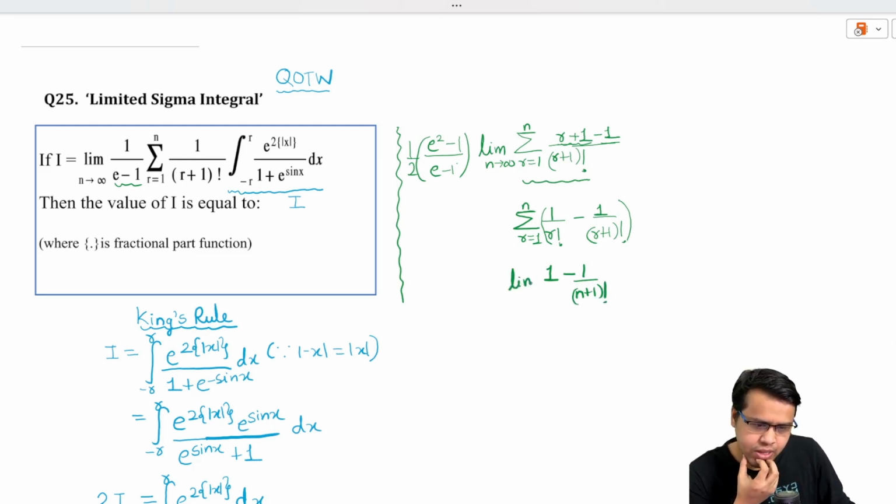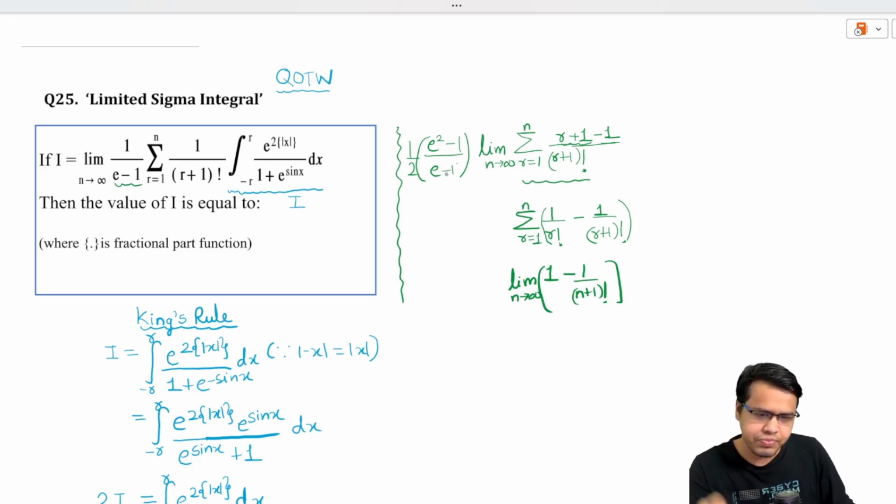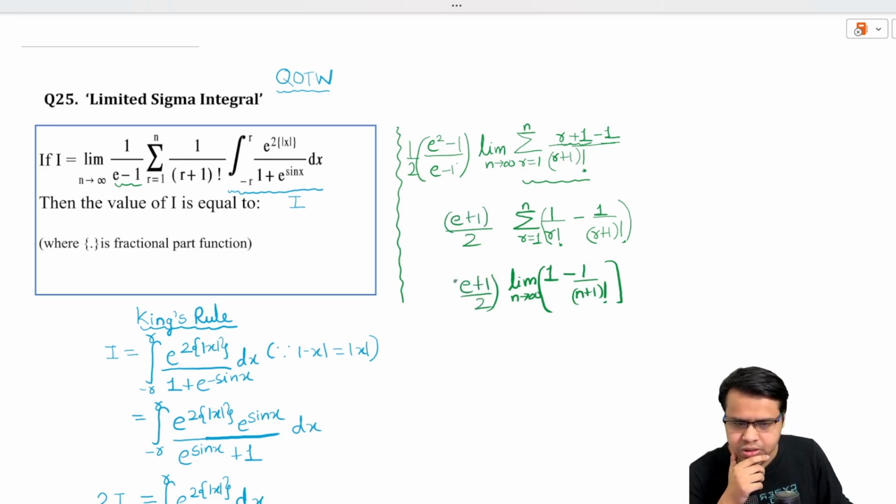You can calculate it yourself. You can do this so that you can understand it better, or if you already understood it, that's great. So sigma is evaluated, we are left with the first term and last term, and this is (e minus 1) by (e squared minus 1). Rewrite here, this is (e minus 1)(e plus 1), so e minus 1 will get cancelled out, and we are left with (e plus 1) by 2. Now this is limit n tends to infinity. Lastly, we have to evaluate the limit. As n tends to infinity, 1 by (n plus 1) factorial will tend to 0. So we are left with only 1. So the answer is simply (e plus 1) by 2.